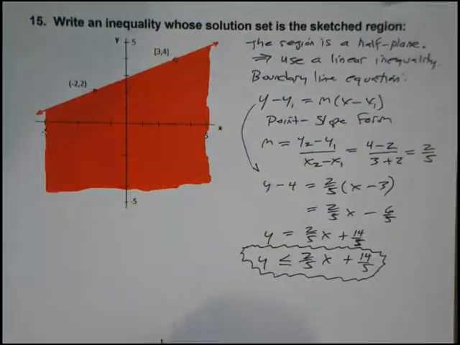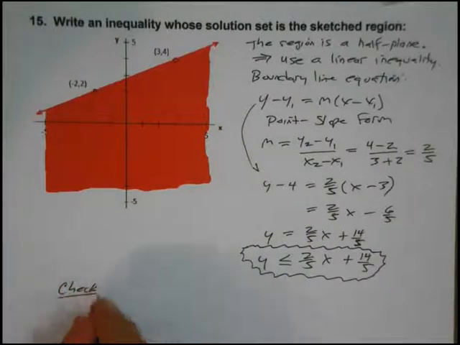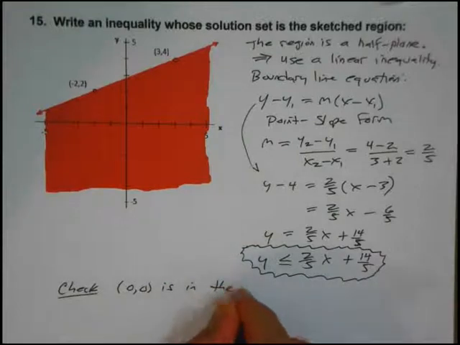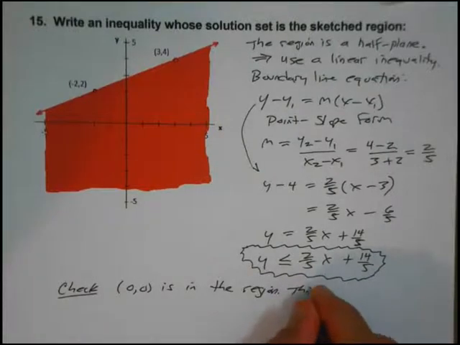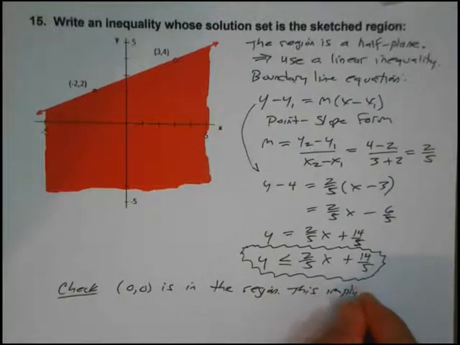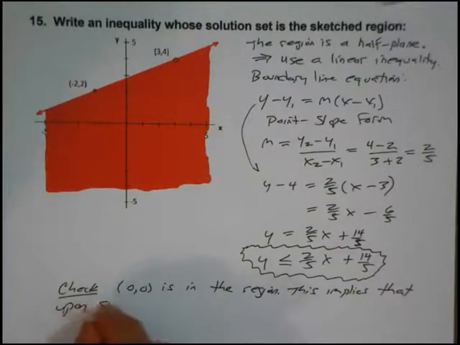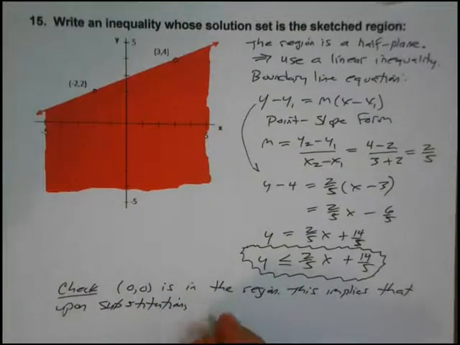Okay, and just as a final check on our work here, let's take 0, 0. The point 0, 0 is in the region. Okay, this implies that upon substitution, the inequality should become a true statement.